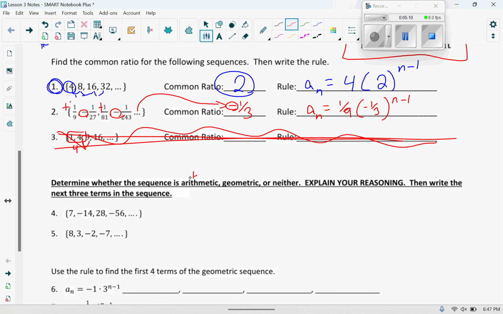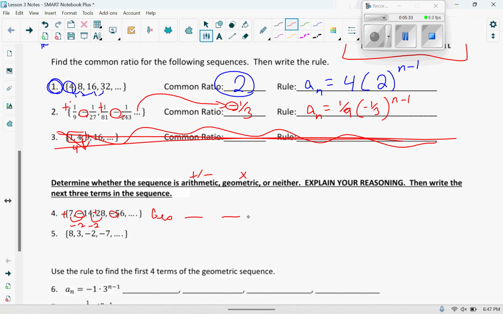So I'm looking for addition or subtraction, which is arithmetic, multiplication or division, which is geometric, or neither. Okay, so notice this one. The very first thing that I notice is this positive, negative, positive, negative. So I have a feeling that it is geometric. So let's see, I'm multiplying by -2, multiplying by -2.